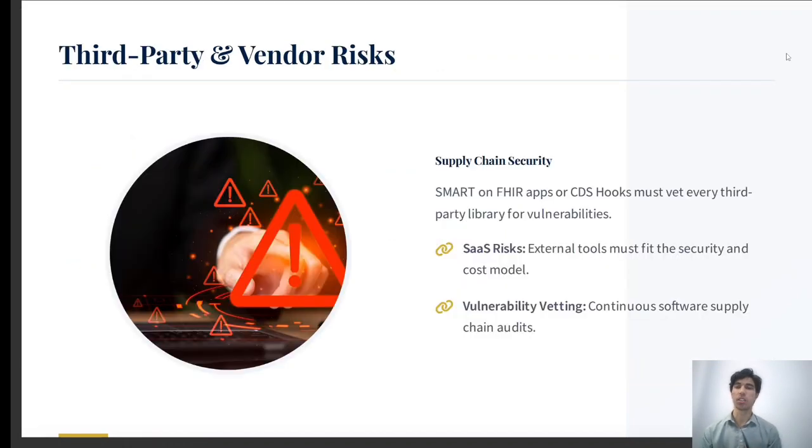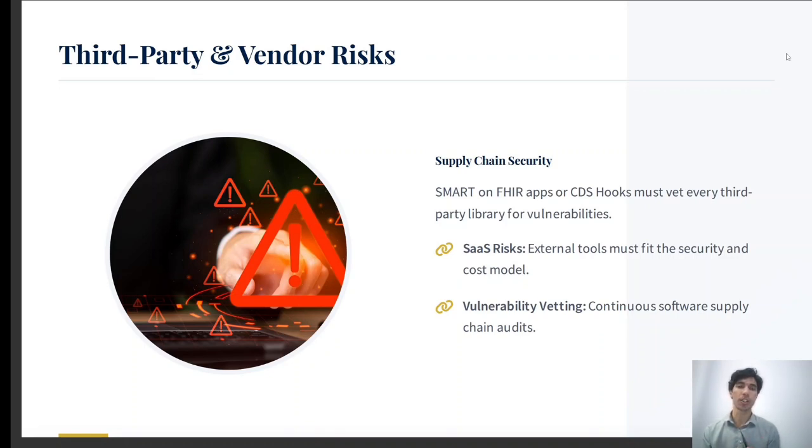Then there is the problem of third party and vendor risks. We have discussed some frameworks like SMART on FHIR or CDS Hooks. Those are third party vendors. Some of them do work inside the EHR, but many do not. So we need to thoroughly evaluate every third-party library for vulnerabilities before we send any protected health information to those APIs or those processing pipelines. We need to make sure that there are no vulnerabilities.